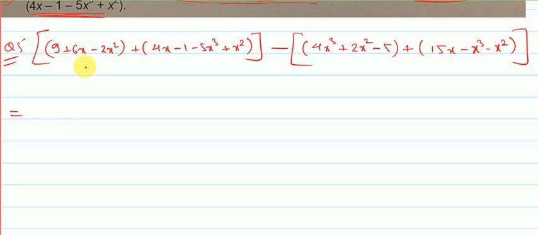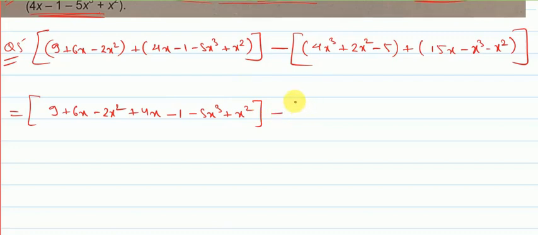So let us simplify this bracket first. We can open this bracket, so we get 9 plus 6x minus 2x square. Here plus sign is there, so plus into plus we get plus, then plus into minus we get minus 1, plus into minus we get minus 5x cube, then plus into plus we get plus x square. Done. Then minus, then here 4x cube plus 2x square minus 5, plus into plus we get plus, plus into minus we get minus.